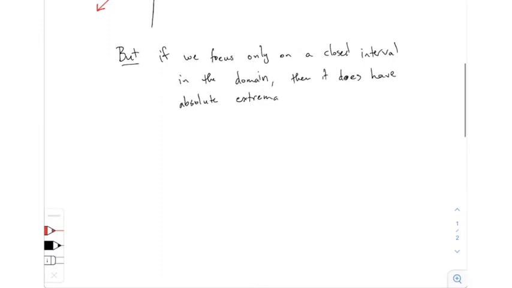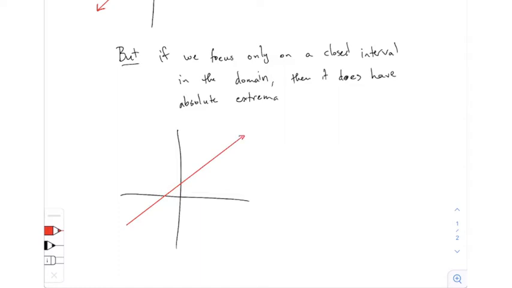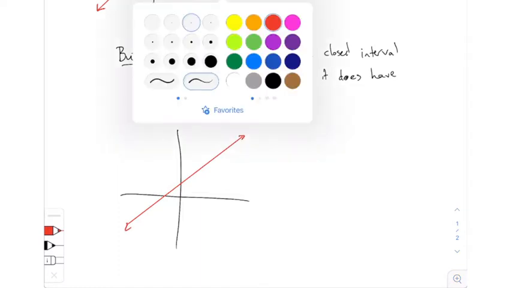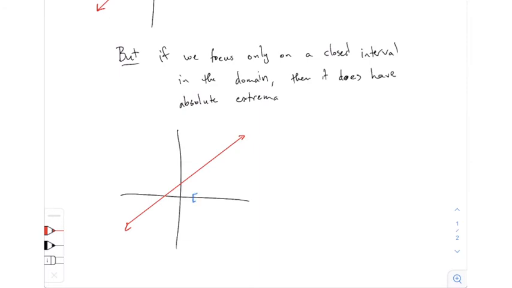What I mean by that is, draw the same function, but I'm only going to care about the values over a closed interval, let's say this closed interval right here, and we only look at these values. We just disregard the rest of the function. Among these values there is an absolute maximum, the top one on the right, and an absolute minimum, the bottom one on the left. If we consider only a closed interval in the domain, then it does have absolute extrema. And in fact, this is not just a property of the line. This is true of any continuous function.